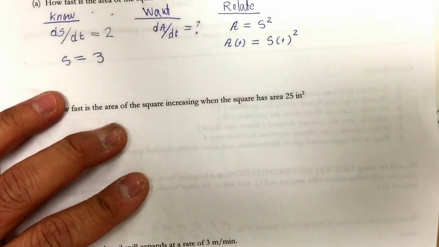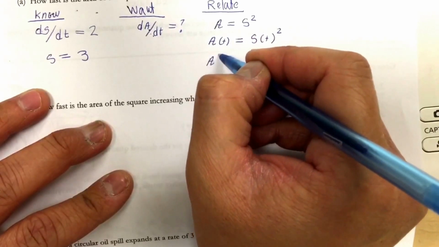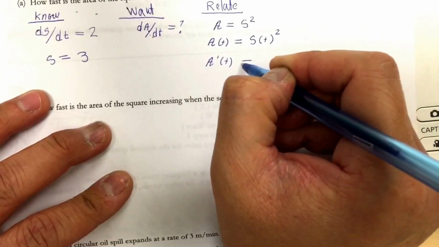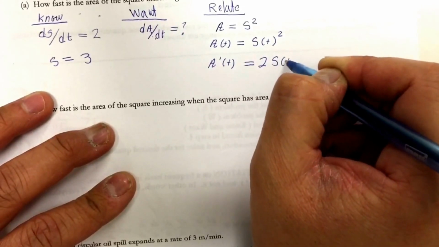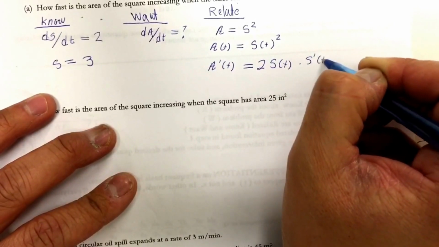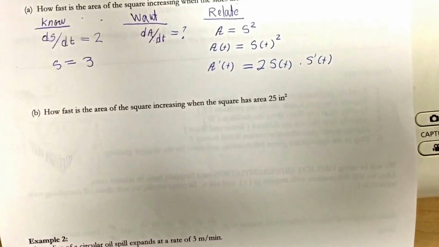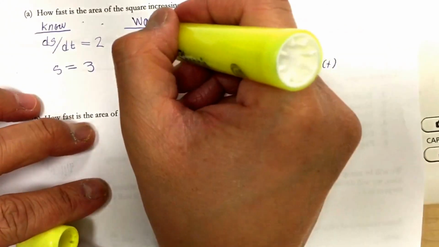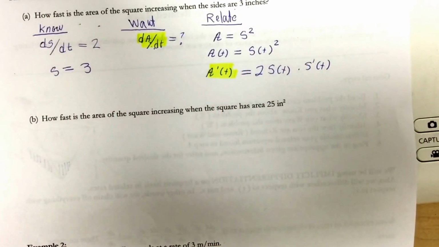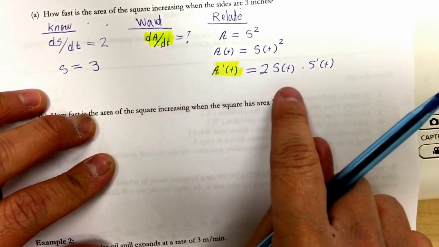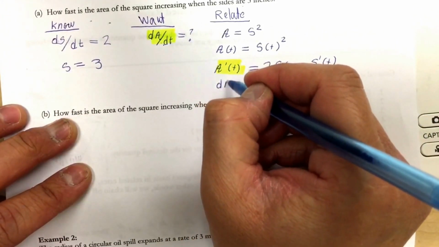Now we differentiate. So the derivative of A, we call that A prime, right? And the derivative of s squared is 2s times s prime. Relate, differentiate. And then remember that you're trying to find the derivative of the area, the change in the area. Well, here it is. That's what you're trying to find. So leave that alone. You plug in what you know.